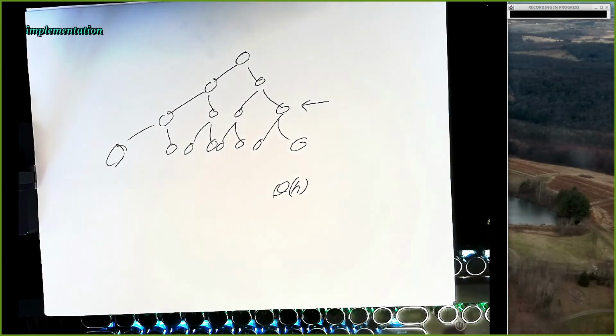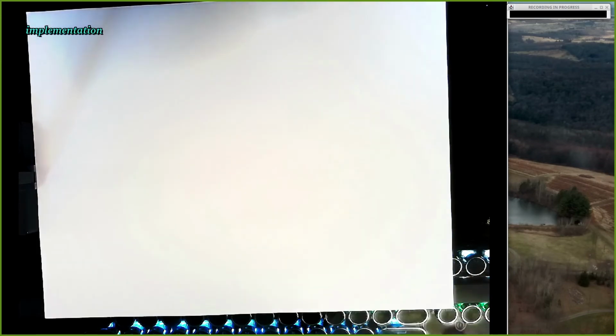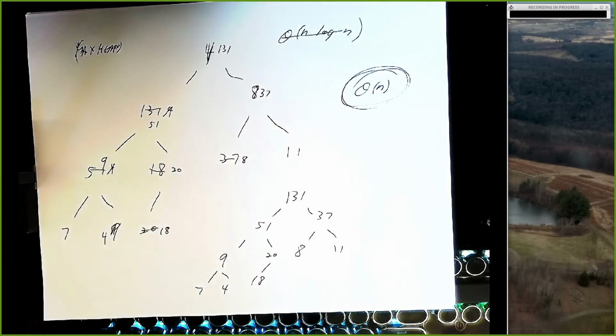Alright, so let's talk about implementing a heap. And we can implement with a binary tree. We can have left children and right children and use the stuff we've been doing so far. But that's not terribly efficient. There's a few problems with that.